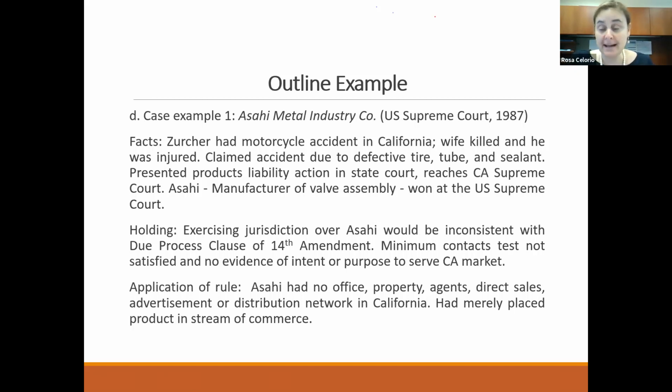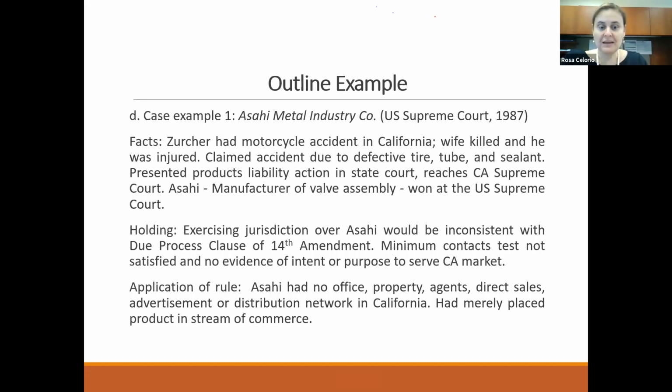Exercising jurisdiction over Asahi would be inconsistent with the due process clause of the 14th Amendment. That's the final decision of the case. The minimum contacts test is not satisfied in this case. No evidence of intent or purpose to serve the California market. And remember the application of that rule to the facts. That's very important because that's what you're going to do in future testing. Asahi had no office, no property, no agents, no direct sales, no advertisement or distribution network in California, and had merely placed the product in the stream of commerce.